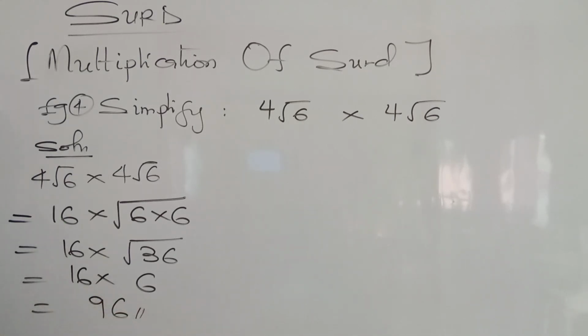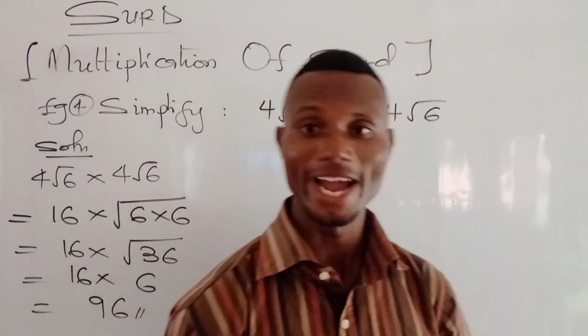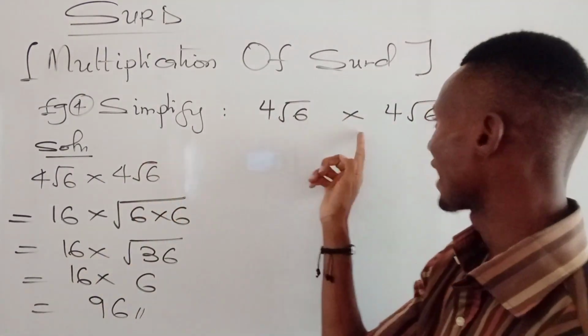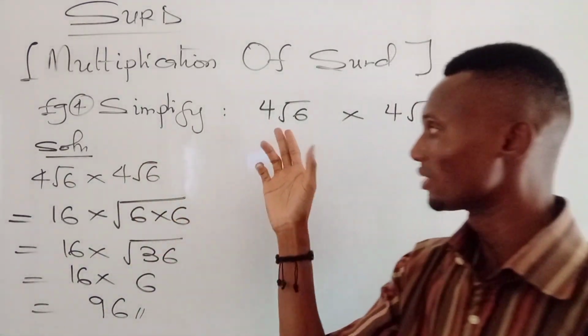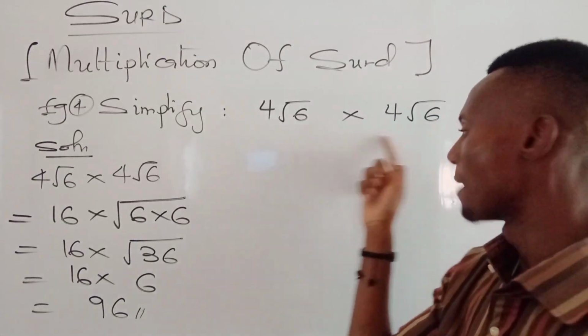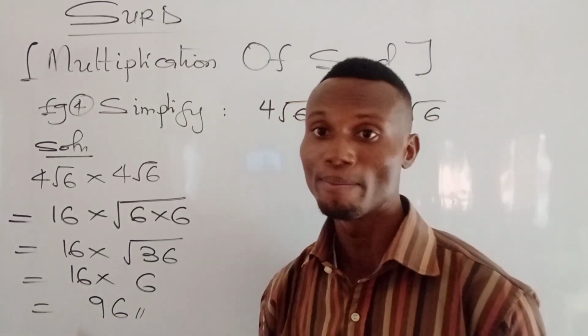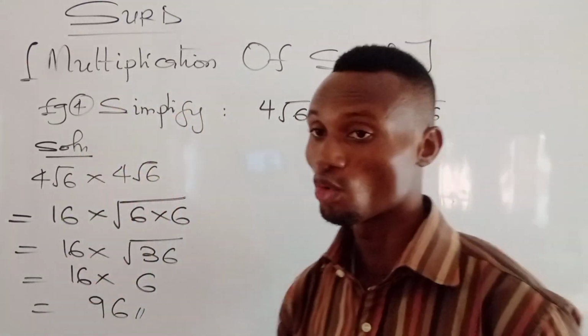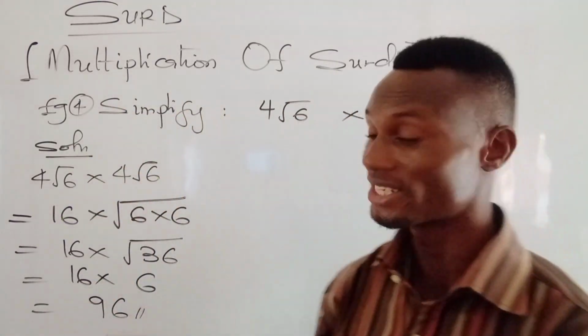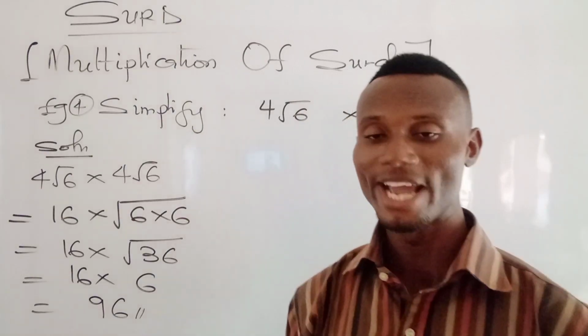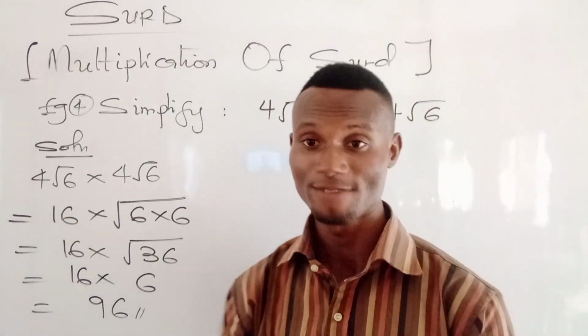So this is the final answer for simplifying 4 root 6 times 4 root 6. If you type this whole thing on the calculator, it will give you a straight answer, which is 96. But this is the process that you have to go through to arrive at the answer, which is 96. I hope the explanation is clear enough and you understood it.